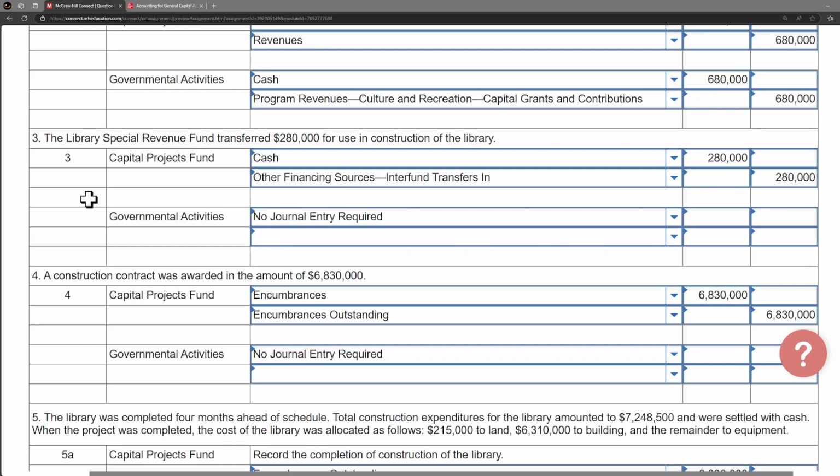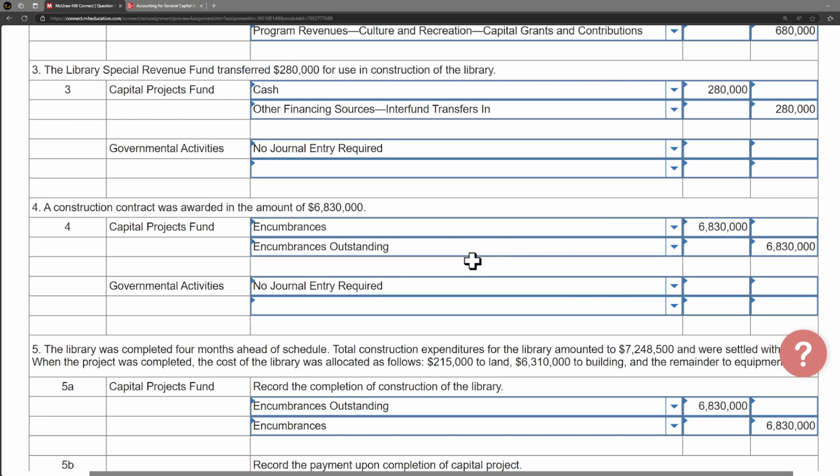Now, notice here the transfer from another governmental unit does not have a journal entry in the governmental activities, because at the governmental activities level, receivables and payables all get netted out. And so there's no particular thing to record of the governmental activities. But because the funds are tracked separately, we do have to show a transfer in. So if we went to the special revenue fund, we would see the same journal entry in the special revenue fund, but as a credit to cash and a debit to transfer out. But we don't show that here.